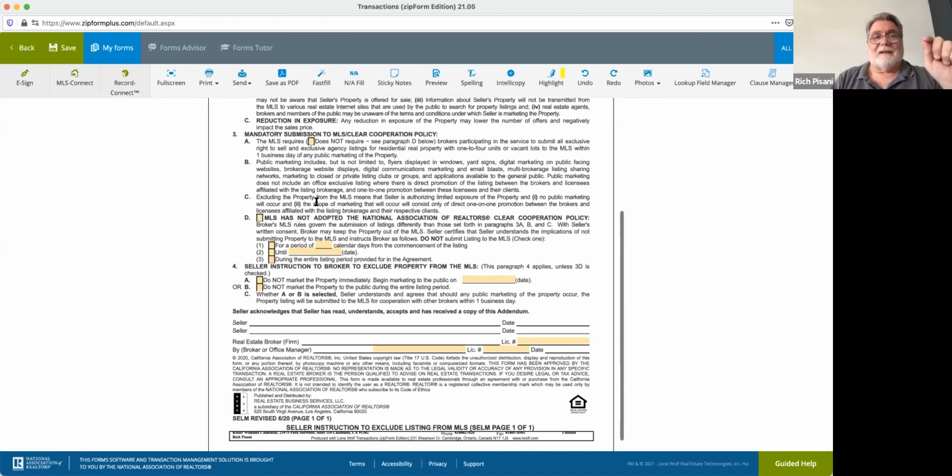So once again, section 4, do not market the property immediately, begin marketing on such and such a date, or do not market the property to the public the entire listing period. So those are your two choices. And like I said, if you exclude it for the entire period, you can always change that with a modification of listing. But we're not done. But before I move on, I want to make sure that there's no other questions, Deborah.